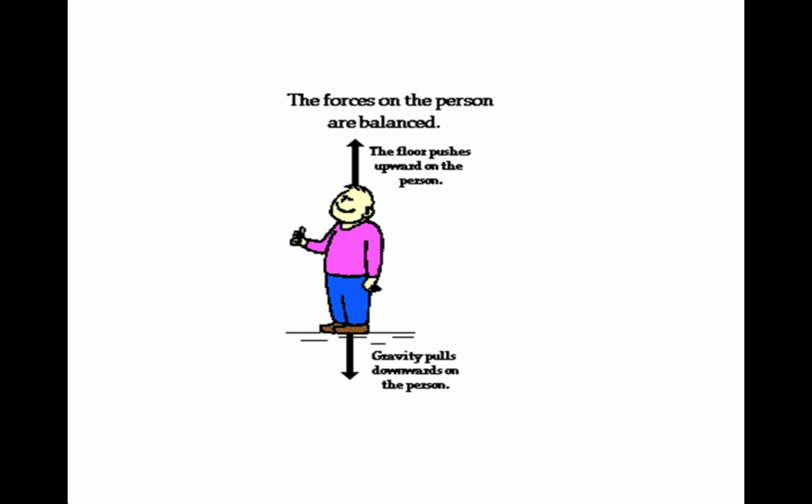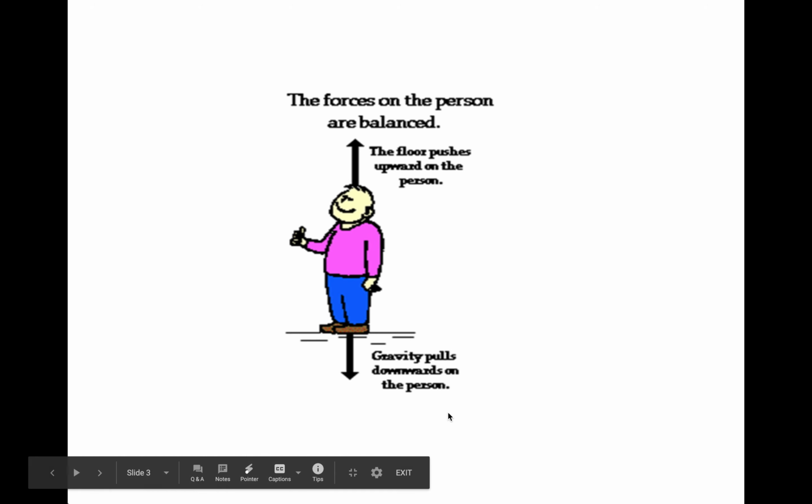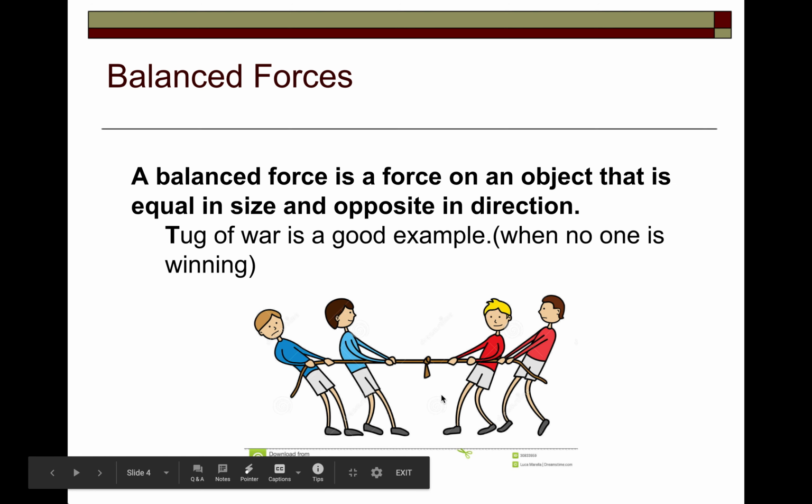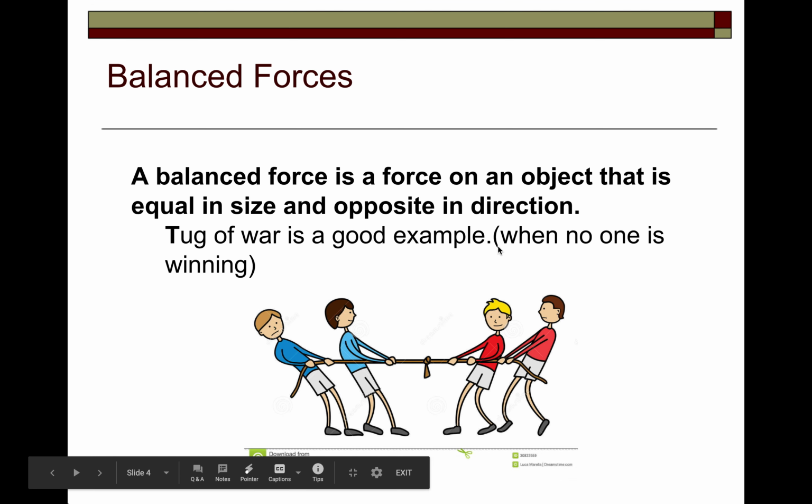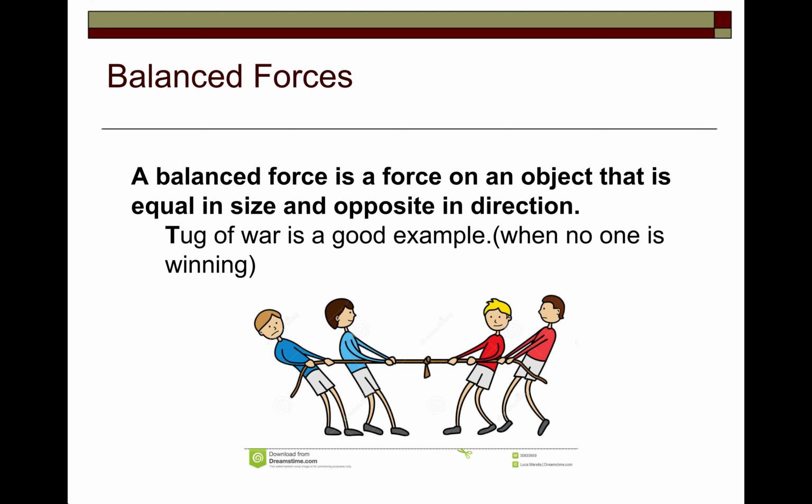The forces on the person are like this in this diagram. Balanced forces. A balanced force is a force on an object that is equal in size and opposite in direction. Tug of war is a good example when no one is winning.